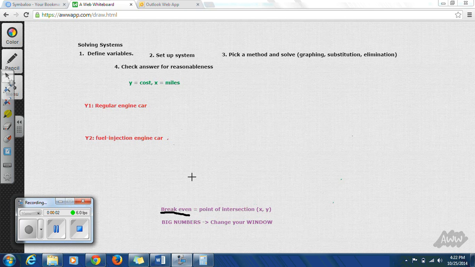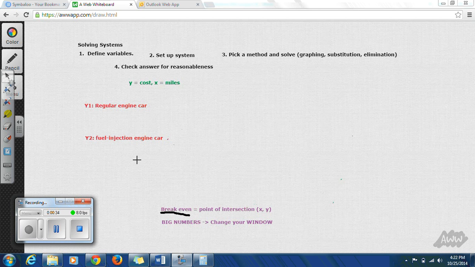Okay, for the brand of car question, when we look at this, again, we will define variables. This time, the two things that we will be looking at are the miles and how much the car costs per mile driven. And our two equations are, we are comparing two types of cars. One that has a regular engine and one that has a fuel-injected engine.